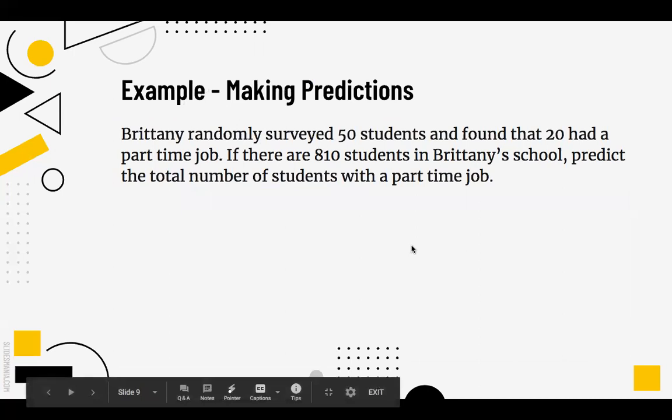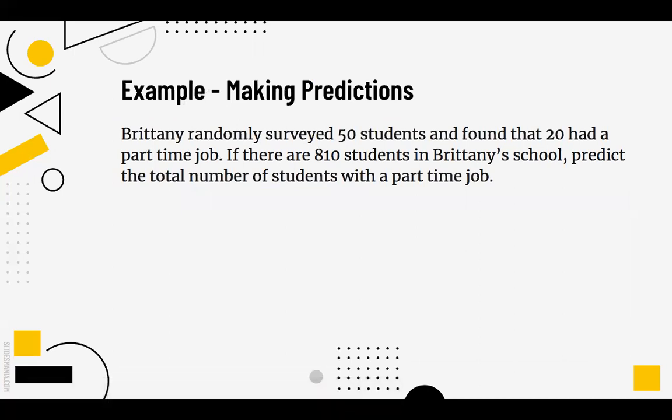So let's talk about making predictions. And this is really about making predictions, but it's also about being able to set up our proportions to ensure that we are setting them up accurately. So it says, Brittany randomly surveyed 50 students and found that 20 had a part-time job. If there are 810 students in Brittany's school, then predict the number of students with a part-time job. So we need to look at this so that we can make sure we understand the two different ways there are to set up proportions, okay? Before we get into our similarities.